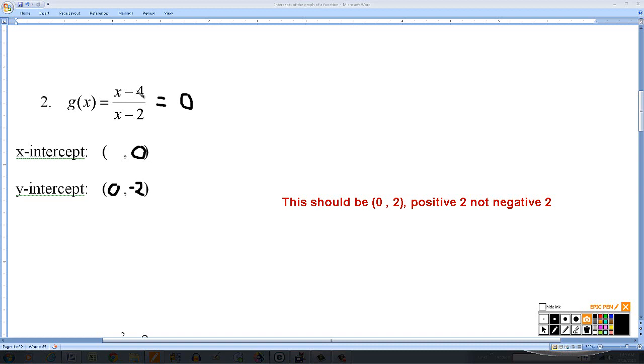So I want to know, when is this function 0? When is (x - 4)/(x - 3) equal to 0? Well, since it's a fraction, it's going to be 0 only when the numerator is 0. So you can see that the numerator is 0 at 4 because 4 minus 4 is 0. So in this case we have one x-intercept at (4, 0). Okay, so the x-intercept is (4, 0), and the y-intercept is (0, -2).